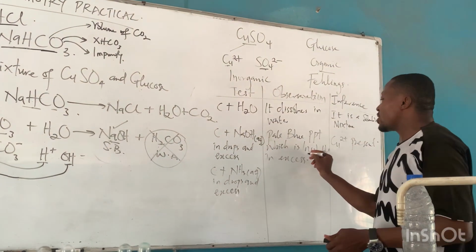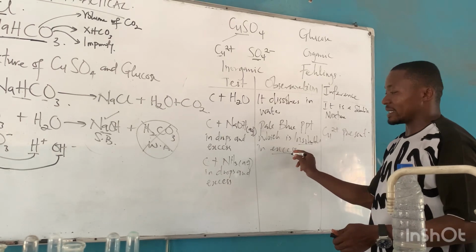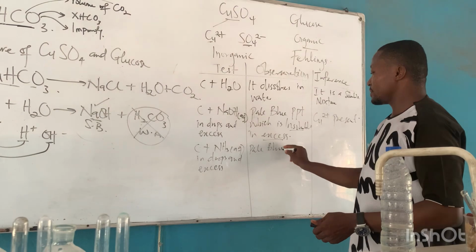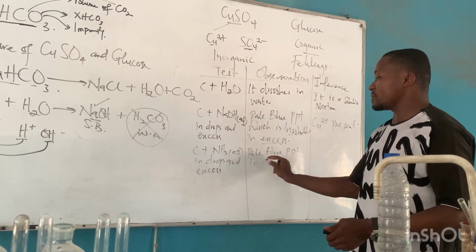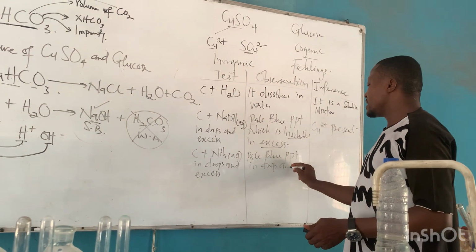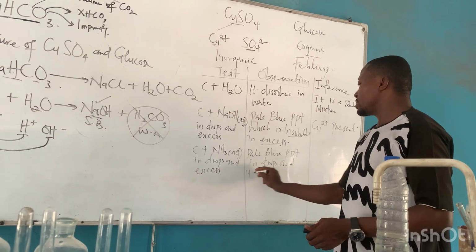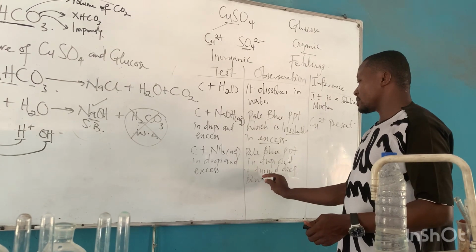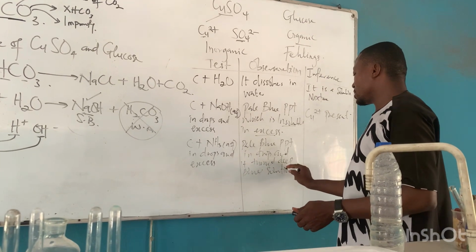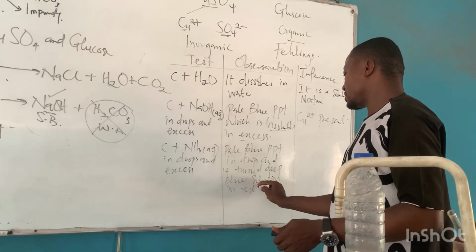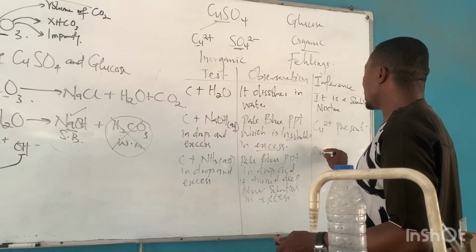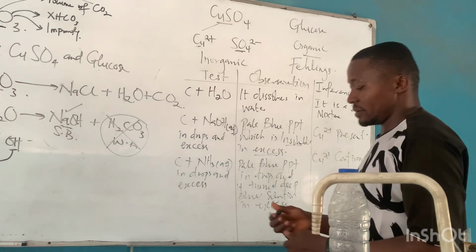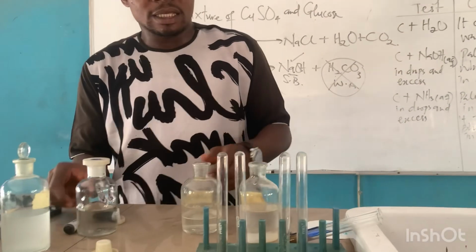So you must always tell us what happened in excess. If not, you lose marks. So: pale blue precipitate in drops, which you observe, and it turned deep blue solution in excess. Then you now say Cu2+ is confirmed. So you can see that it's that easy.